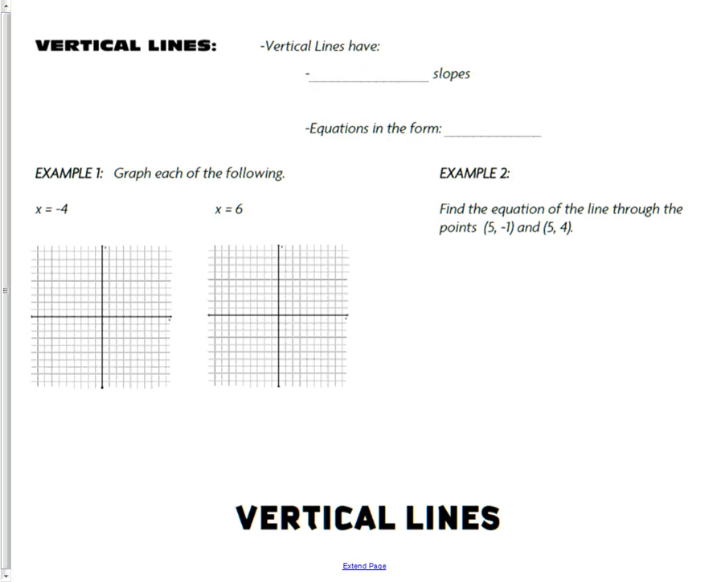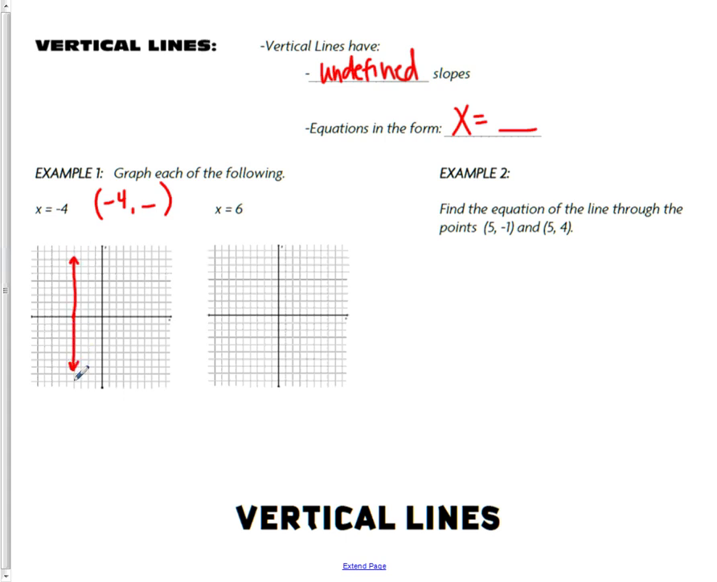So let's fill out your flip book. Vertical lines have undefined slopes, and the equations are of the form x equals a number. Okay, so it's just going to be x equals a number. To graph x equals negative 4, think about all of the points who have an x of negative 4, no matter what their y is. So that means going left 1, 2, 3, 4. And I'll just draw that in. It's going to be this vertical line there.